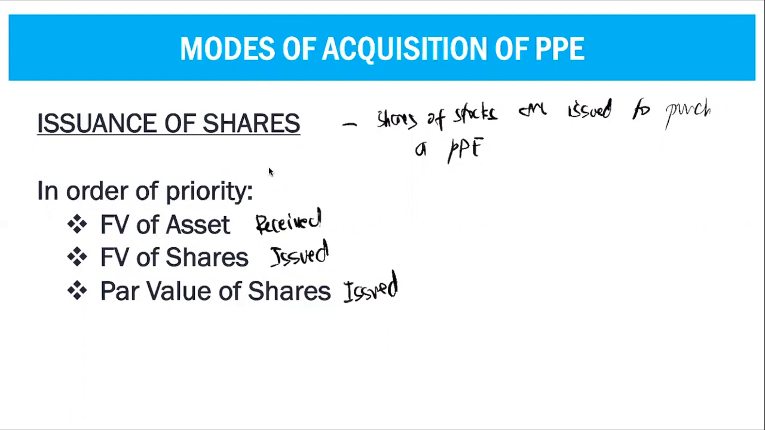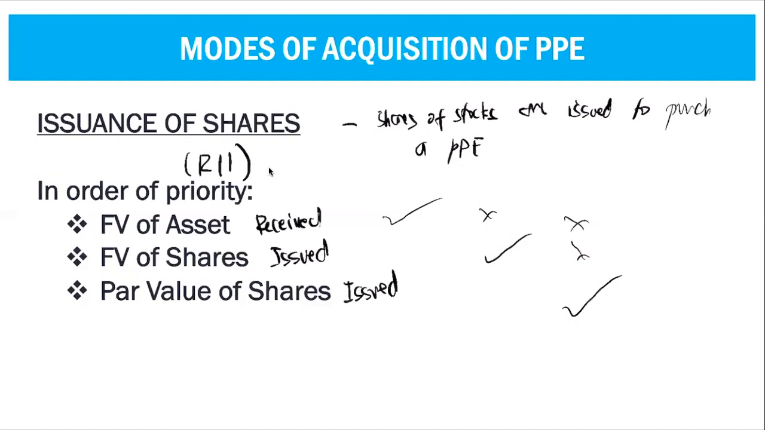So how do we measure it? Asset received, shares issued, and shares issued. Okay? So our mnemonics here for issuance of share is RII. Okay? So ingat lang dito. Ano ba tong order of priority? Kung merong fair value of asset received, yan. Pag wala, edi ito na. Pag wala both, edi ito na. Ganun yung rule dyan. Okay?